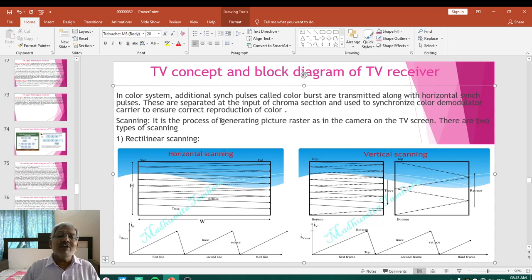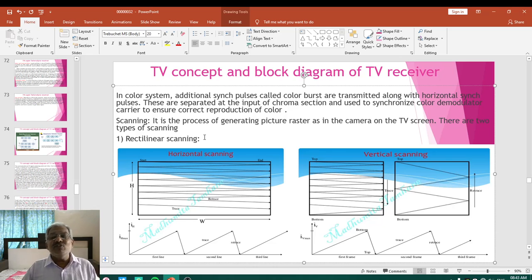Basically, there are two types of scanning. One is rectilinear scanning and the second one is interlaced scanning. In practice, interlaced scanning is widely used, but to understand interlaced scanning, it is very essential to understand rectilinear scanning at the beginning. So we are going to study rectilinear scanning first and then, if possible, we will go to interlaced scanning.